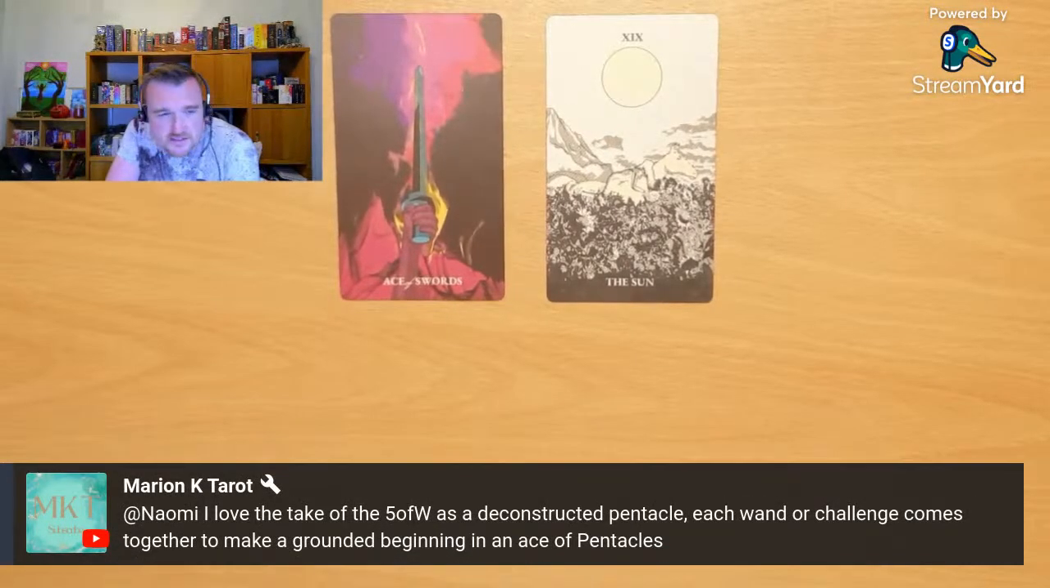Wow. What did you guys get? Marion says, I love the take of the Five of Wands as a deconstructed pentacle. Each wand or challenge comes together to make a grounded beginning and an Ace of Pentacles. That's really nice. I've never heard that before, Marion. Really like that.